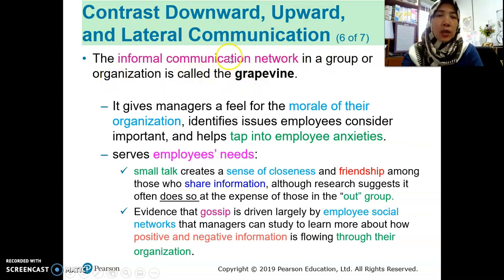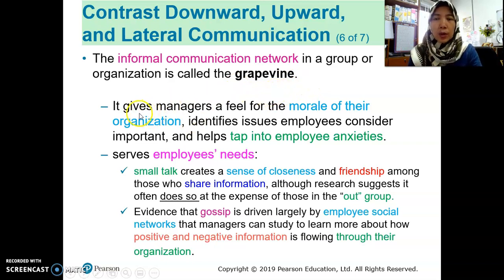Sometimes in the organizations, the employees listen to the communications or to the information they receive. The information is not formal, coming from the managers, but coming from maybe a colleague or from other managers, but it's not really formal. So the informal communication network in the organizations or in the group is called grapevine.